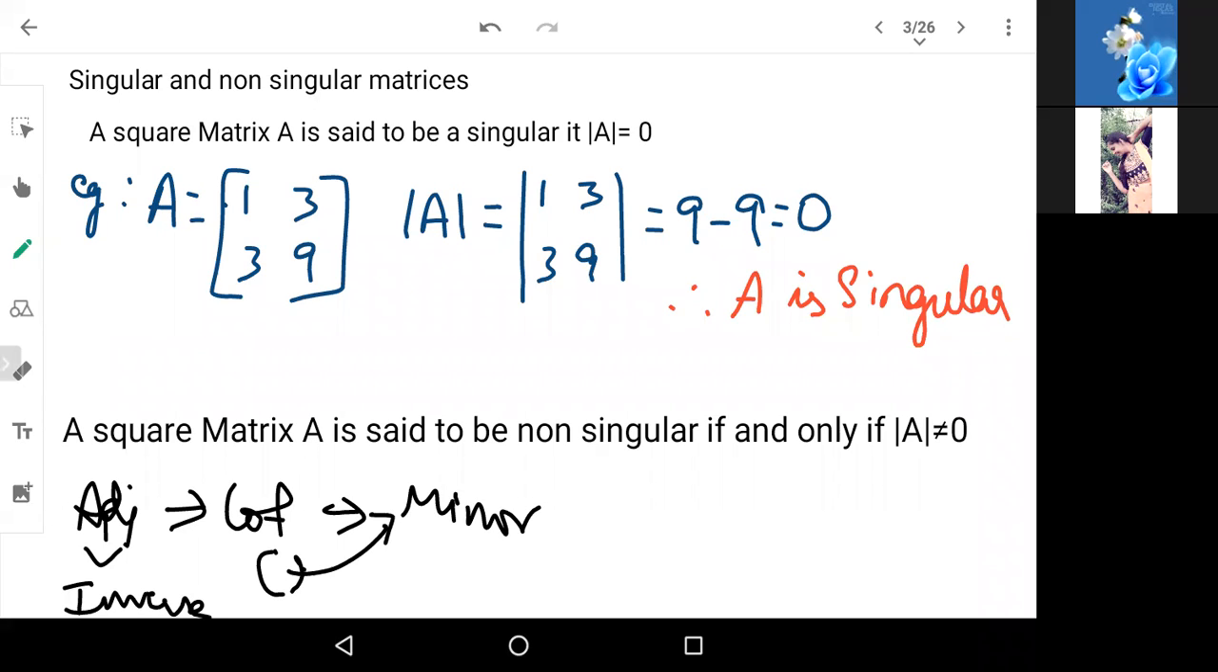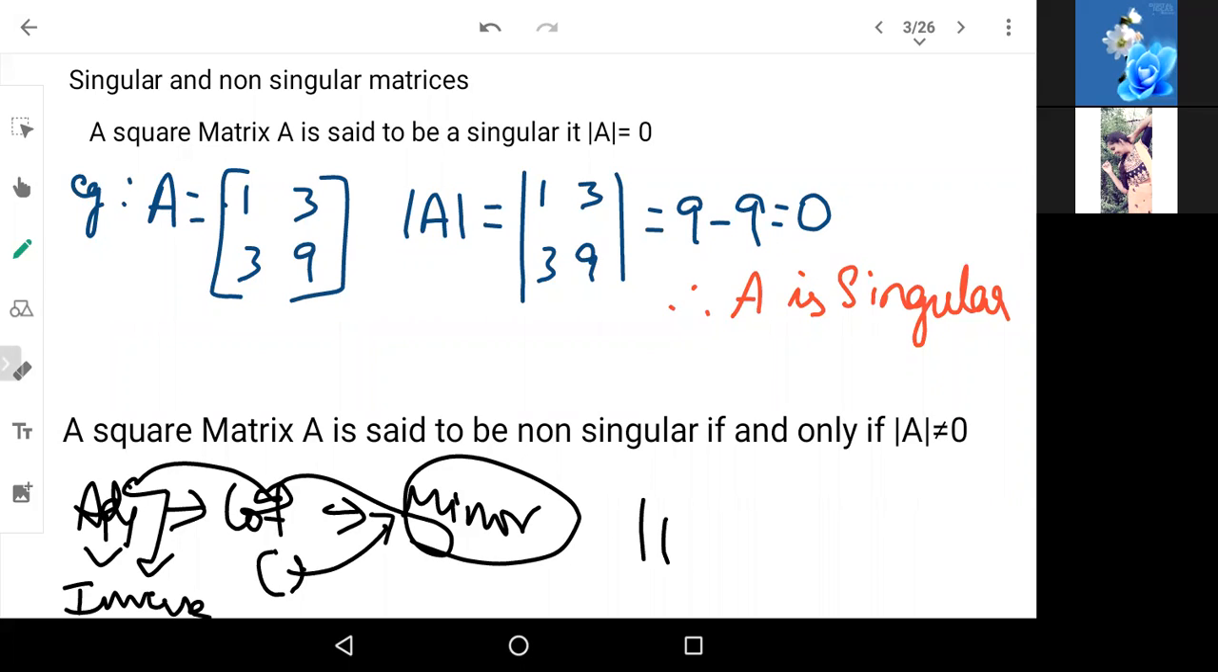So you see the link here. You have to know the minor, from that you calculate the cofactor, from that you calculate the adjoint, and then we will use that to solve the inverse. And you know how to find determinant A. Whether it is a 2 by 2 matrix or a 3 by 3 matrix, you know how to solve the determinant A. Did you all understand?